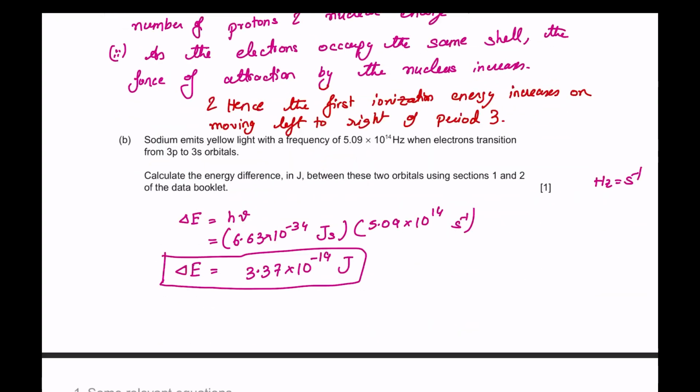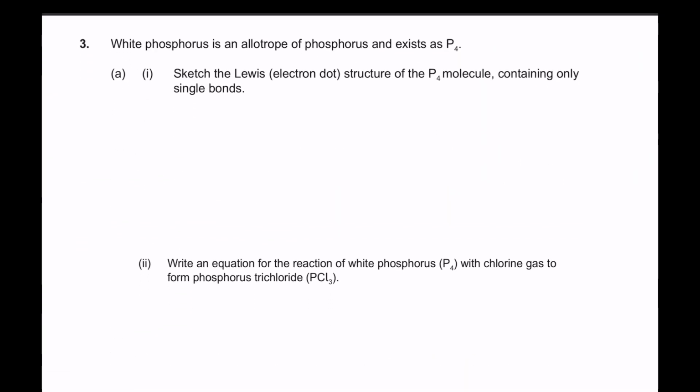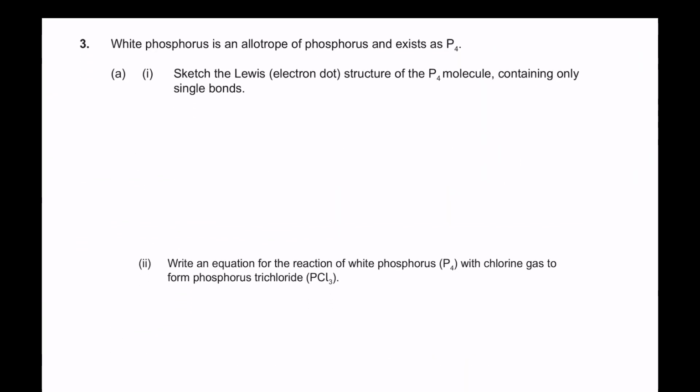So with this, I guess we are done with question 2, and we will move to question 3. In question 3, it says white phosphorus is an allotrope of phosphorus and exists as P4. Describe the Lewis structure of P4 containing only single bonds. So in P4, each phosphorus will contain 3 bonds. Phosphorus is from the nitrogen family. Nitrogen can form 3 covalent bonds and still have a lone pair on itself. Same for phosphorus, it can form 3 bonds and it will have 1 lone pair on itself.